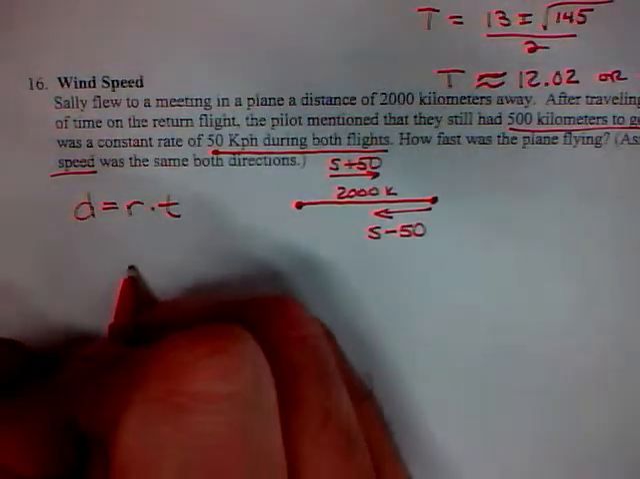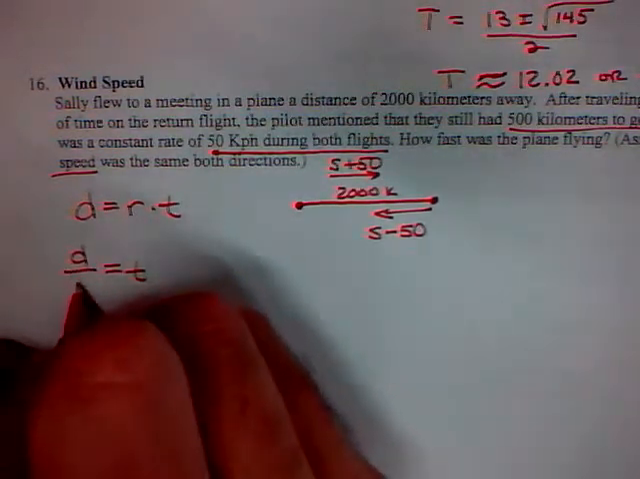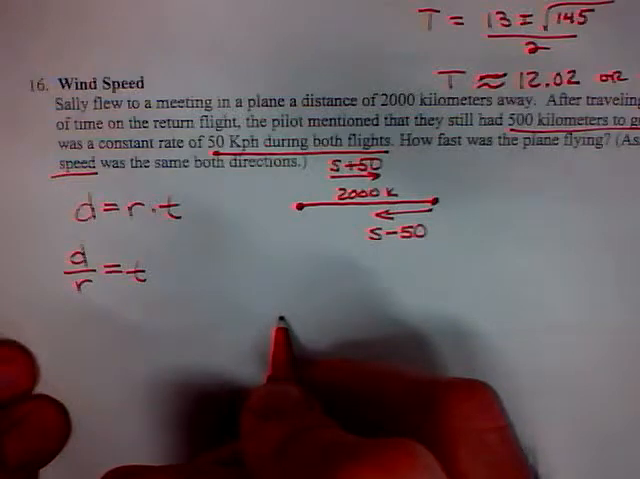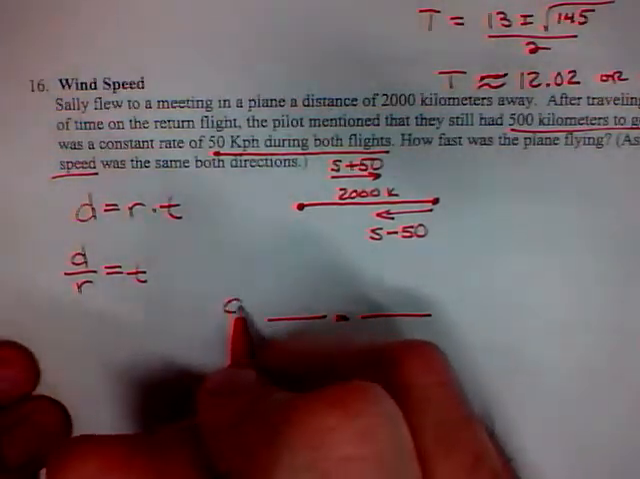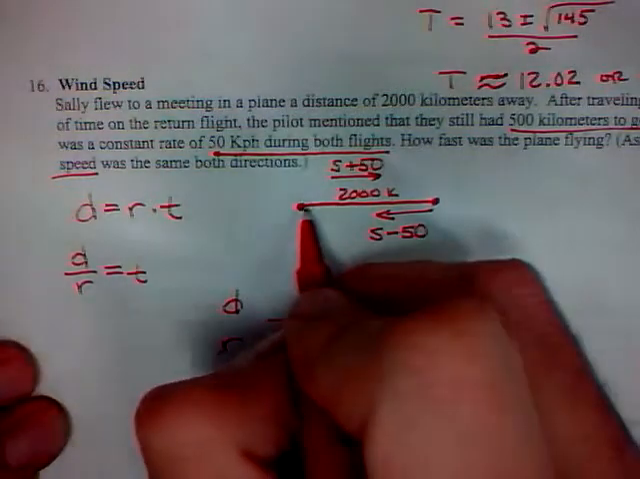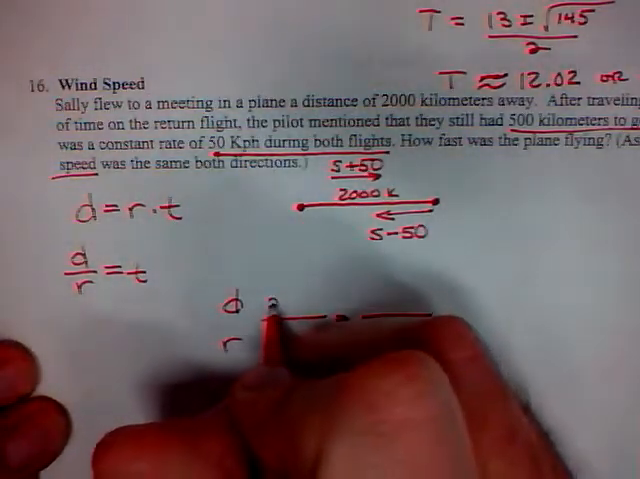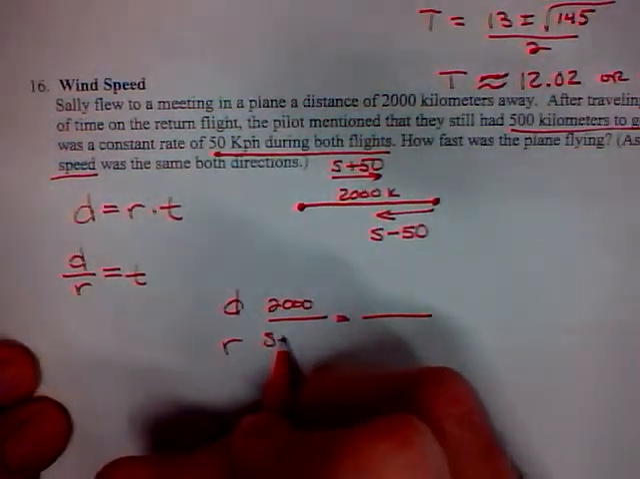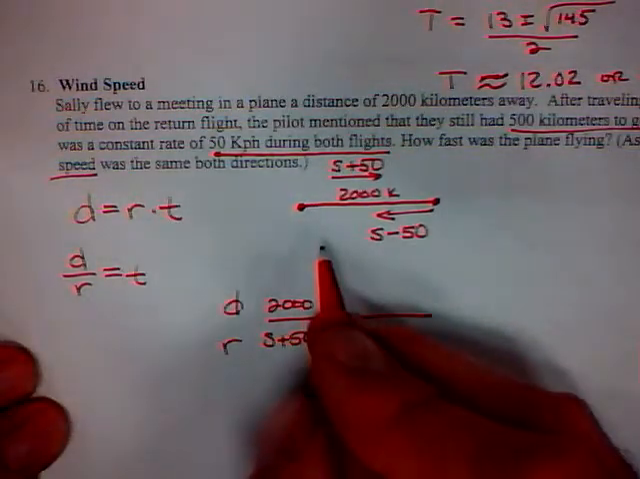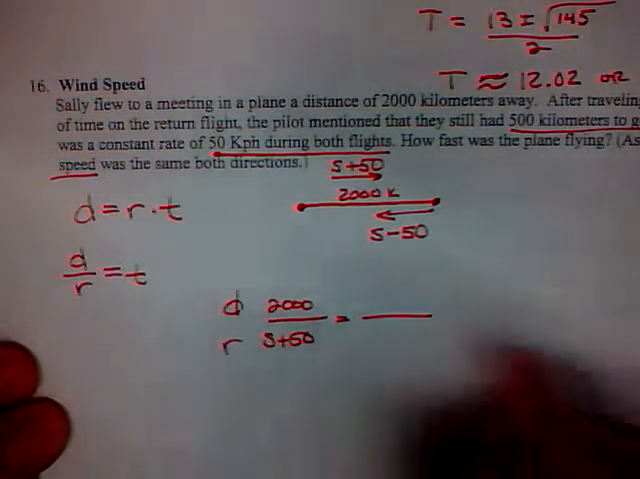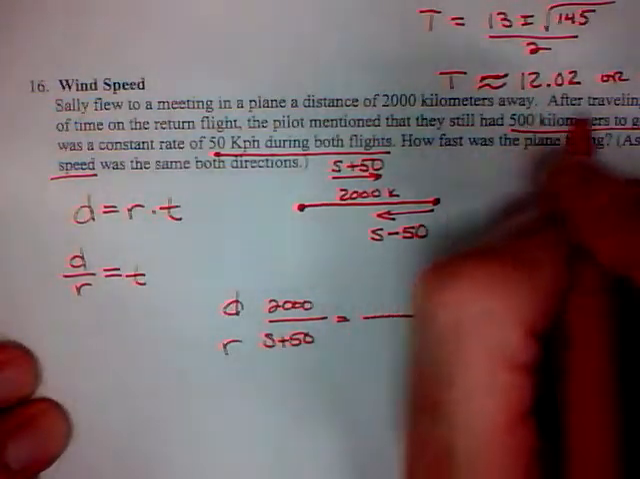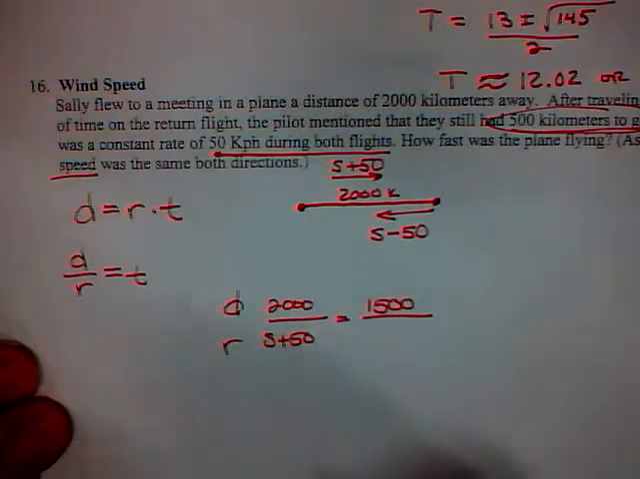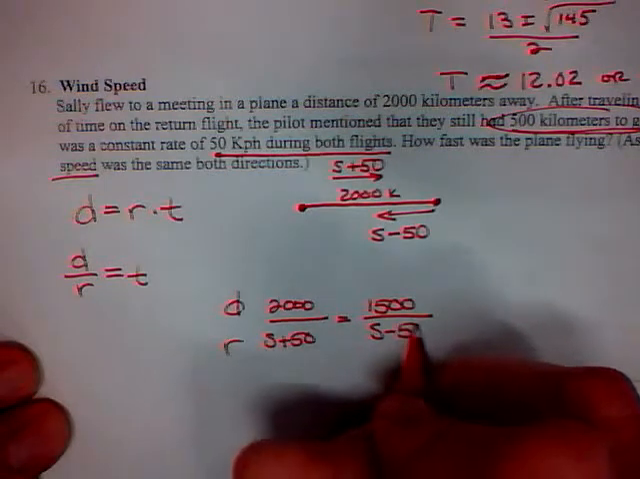So let's solve this for time. Time is going to equal distance divided by the rate. So we're going to set up a proportion here where we have distance over rate. On the way there, we know the distance was 2,000 kilometers, and the rate or the speed was s plus 50. Now on the way back, we know that over that same time period, they still had 50 kilometers to go, so the total distance there was only 1,500 kilometers, and the speed was s minus 50.